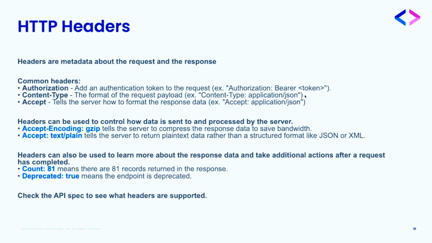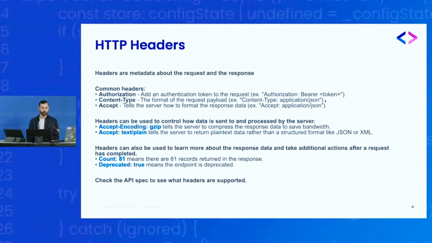And then the accept is another common header. Usually that's in the response data, and it's the server telling your client or whatever you're using to call the API what data it's sending back. And again, it's typically JSON, but you could ask for other data formats if the server supports it. So headers are used to control how data is sent to and processed by the server. So some servers might accept a gzip header, which allows you to compress the data, either sending it or receiving it back. And again, you can tell it what kind of data you want back. So you can say in the accept header, I want text as a response.